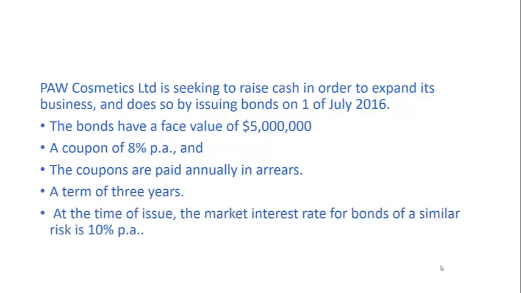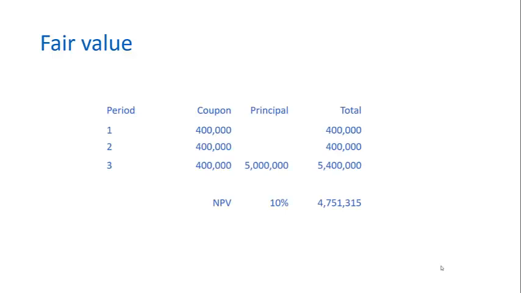The bond has a term of 3 years, and at the time of issue, the market interest rate for bonds of a similar risk is 10%. The first thing we need to do is determine what is going to be the initial amount we recognise as the liability. This is the fair value of the bonds at the date of issuance, and there are no transaction costs here. So we can see that we have three cash flows.